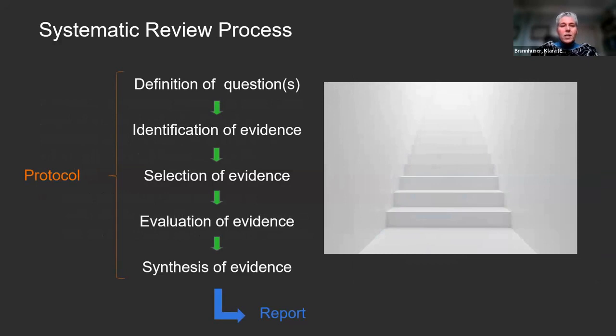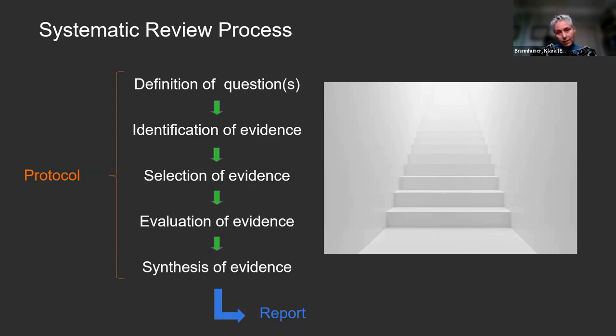So what is the systematic review process? How can you be systematic and transparent in order to move away from purely narrative reviews to a systematic review? You always have to start out with defining a question. So what is it that you want to evaluate? Then you move on to identifying the body of evidence that talks about that particular question. You select among the identified evidence those studies that really are relevant.